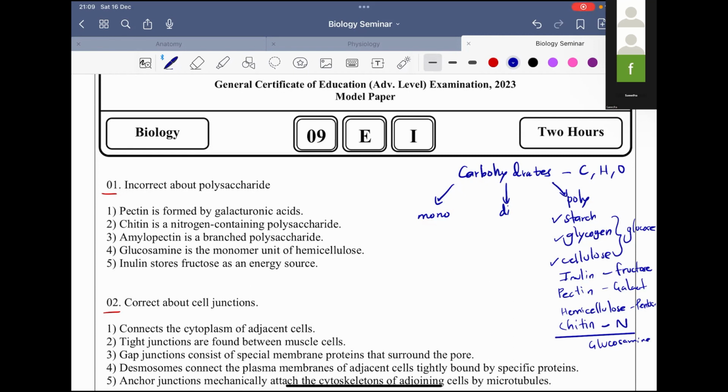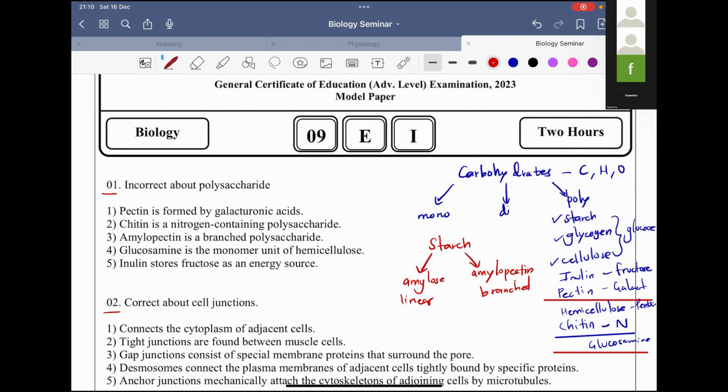Now let's go through the sentences. Pectin is formed by galacturonic acid. Yes, it's correct. Next, chitin is a nitrogen containing polysaccharide. Yes, that is correct. Then, amylopectin is a branched polysaccharide. In starch there are two components, amylose and amylopectin. Amylose is a linear chain, but amylopectin is branched. So this statement is also correct.